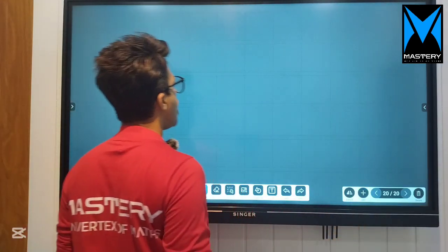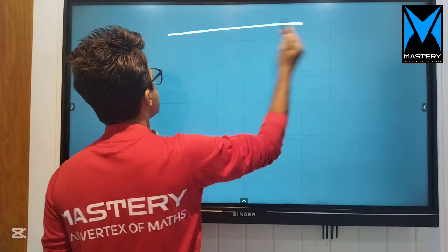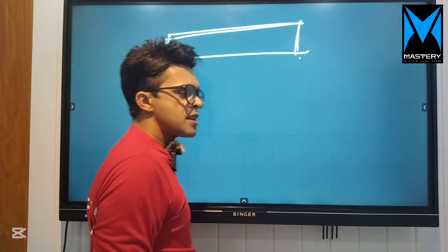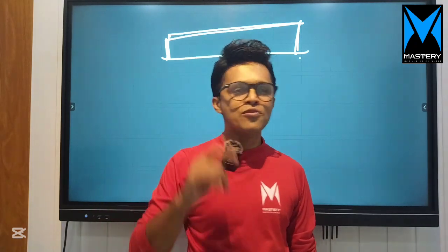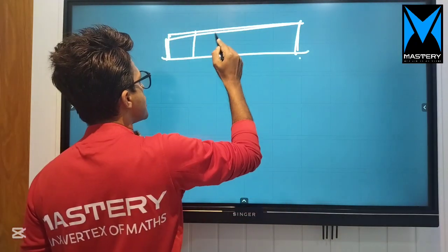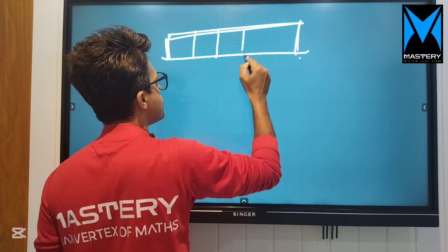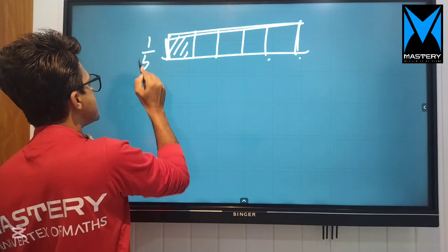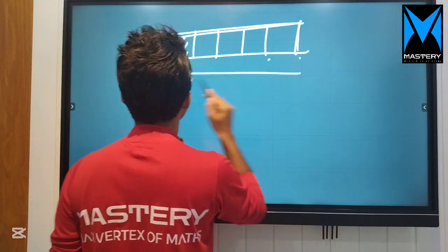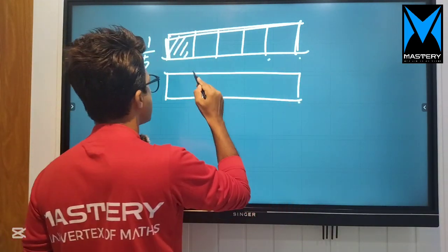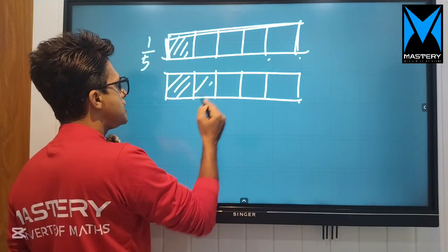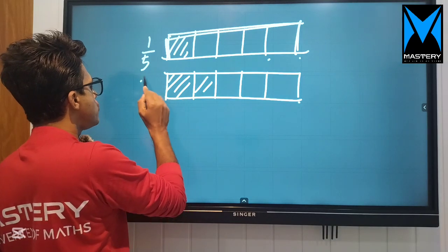Comparison of fractions. How can you compare? Just think of this one. Your father brings a chocolate slab that is divided into 5 equal parts, 1, 2, 3, 4, 5. Then you take one part of it, 1/5. The same chocolate is divided into 5 equal parts, 1, 2, 3, 4, 5. So your brother gets 2/5 of it.